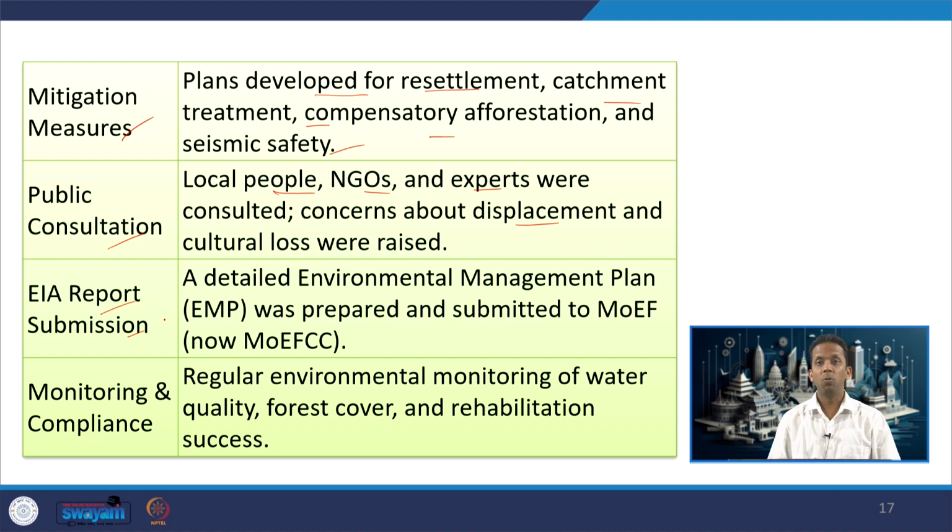Finally, the EIA report preparation and submission: a detailed environment management plan was prepared and submitted to the ministry for approval. And monitoring and compliance, it is still going on. There is regular environmental monitoring of water, soil, air, forest cover, rehabilitation success, to show or to prove that whatever was mentioned or predicted in the EIA report is being followed. So, that is monitoring and compliance, also sometimes termed as follow up.